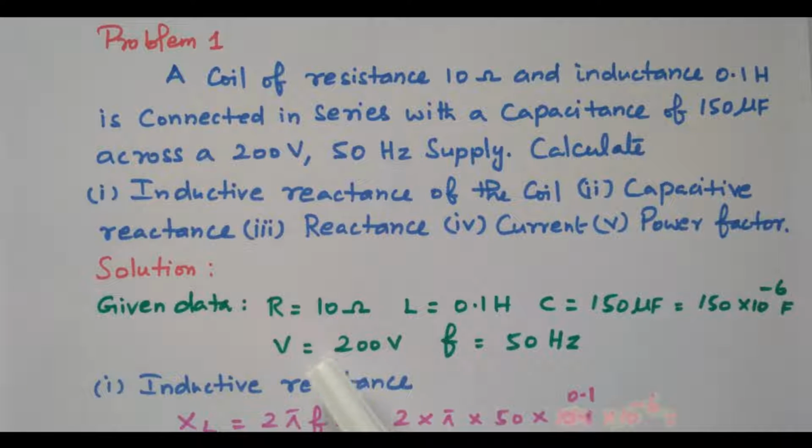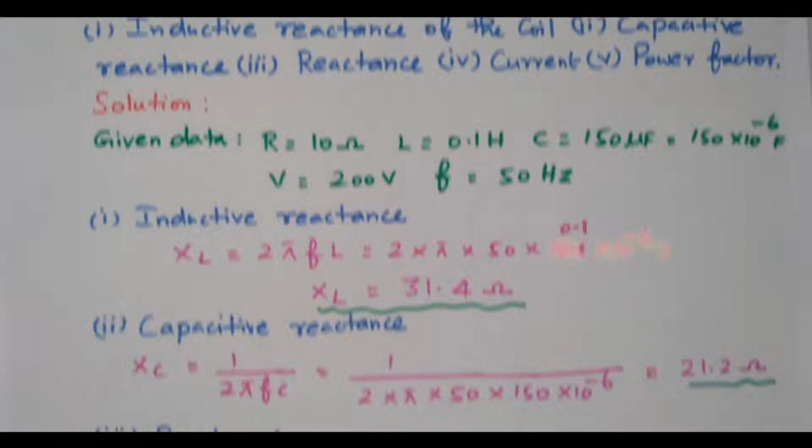So the given data are: the resistor value is 10 ohm, inductor value is 0.1 Henry, capacitor is 150 microfarad, that is 150 into 10 to the power minus 6 farad. Micro means 10 to the power minus 6. The voltage is 200 and the frequency is 50 Hz. Now we will find the parameters one by one.